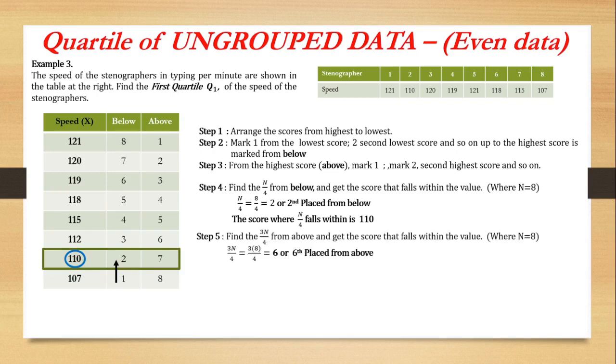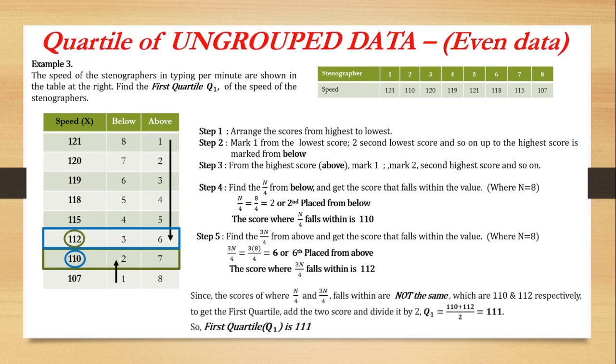Step 5. Find the 3n over 4 from above and get the score that falls within the value where n is equal to 8. So let us compute. Substitute the value of n, which is 8. So we have 3 times 8 divided by 4, which is equal to 6, or the sixth place from above. So if we look at the table at the left, this is our sixth place. Then the score where 3n over 4 falls within is 112.